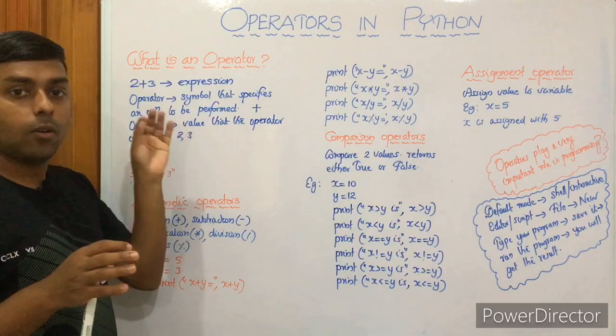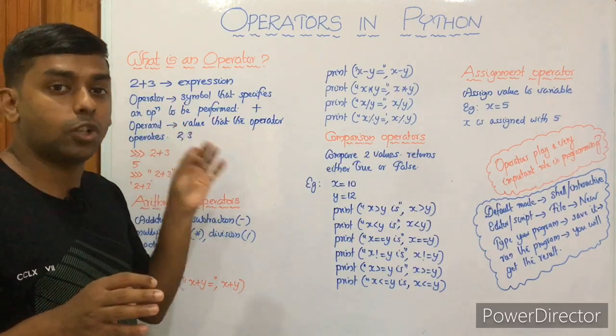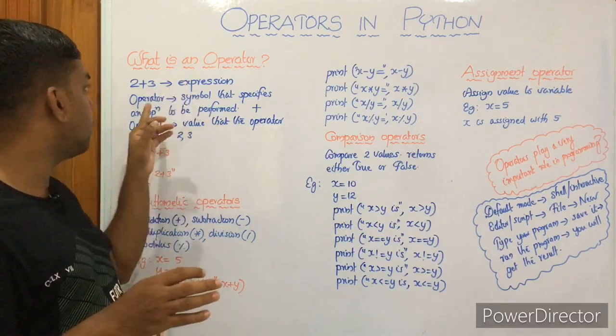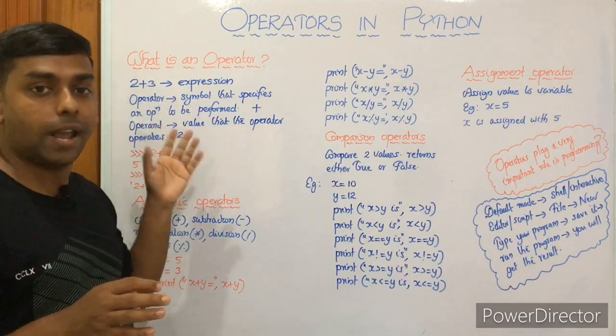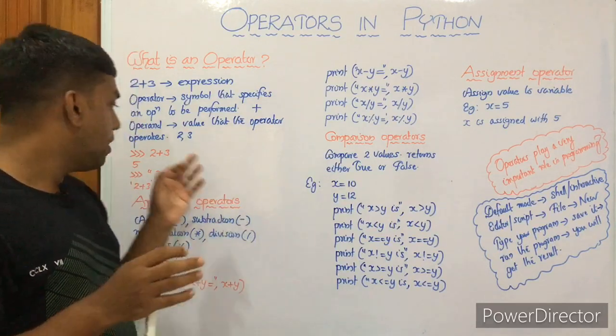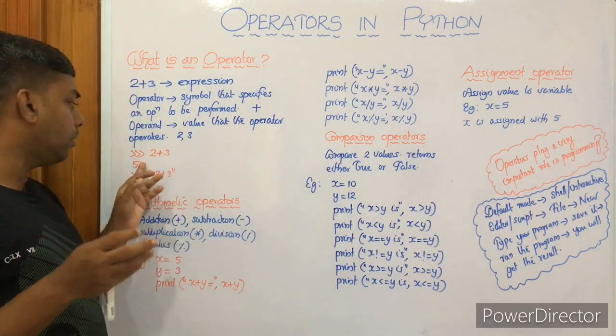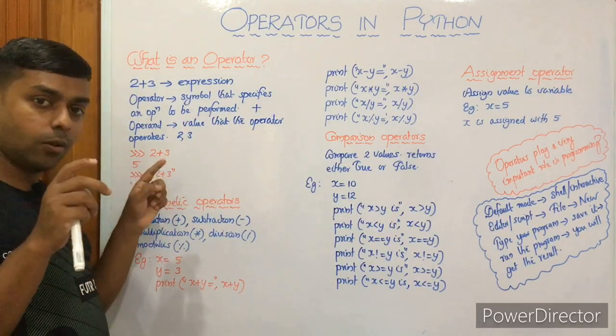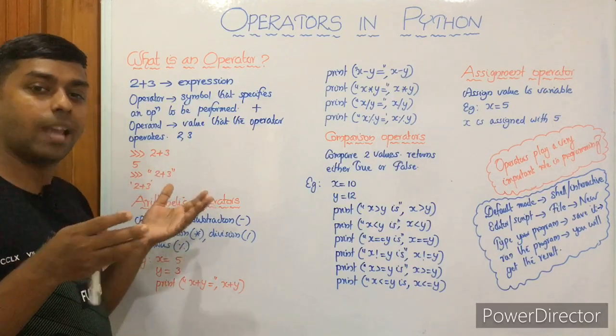Operator. What is an operator? An operator is a symbol that specifies an operation to be performed. Here 2 plus 3 is an expression, plus is the operator, 2 and 3 are the operands, the data values upon which the operation is being performed, right? Then 2 plus 3 gives you 5, but enclosed in double quotes it prints the same text, 2 plus 3, right?